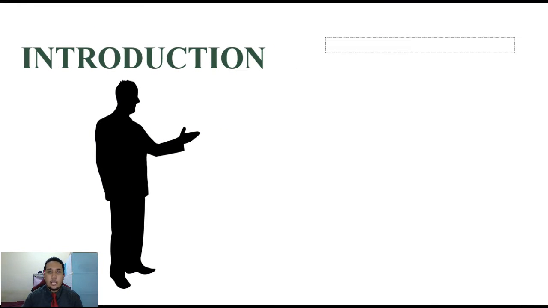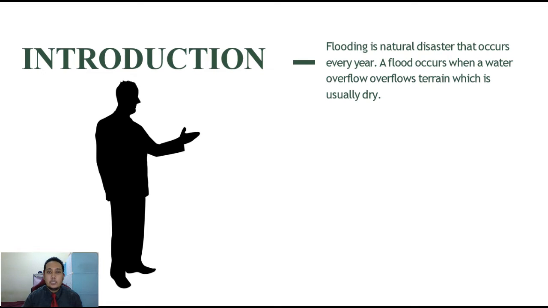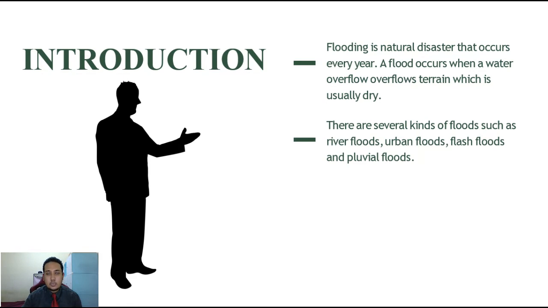First of all, for my introduction, as we know, in Malaysia, flooding is a natural disaster that occurs every year. A flood occurs when water overflows terrain which is usually dry. Next, there are several kinds of floods such as river flood, urban flood, flash floods, and alluvial floods.